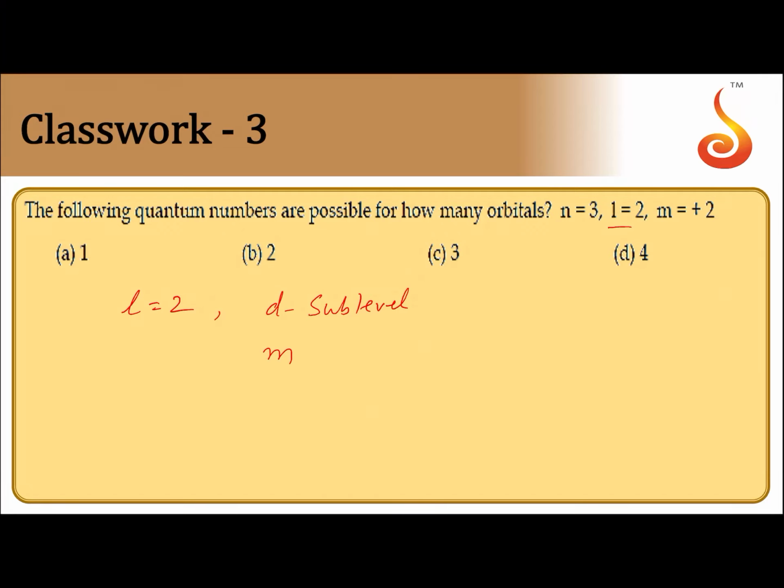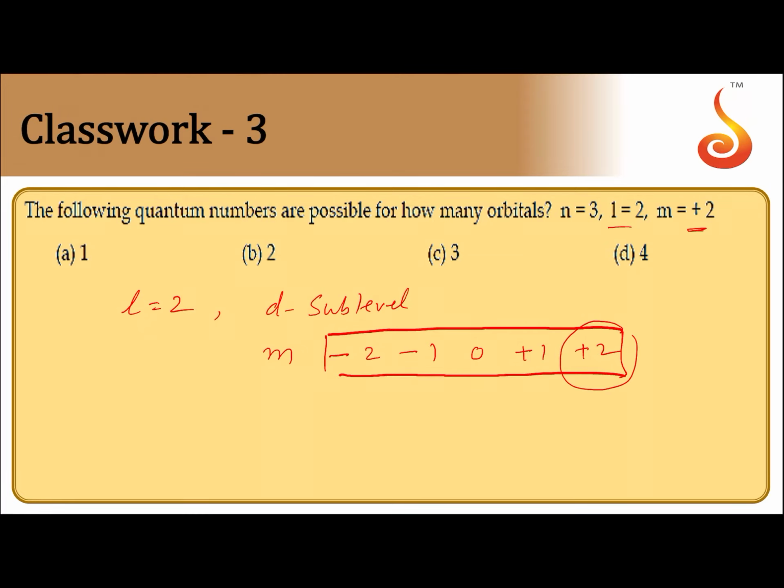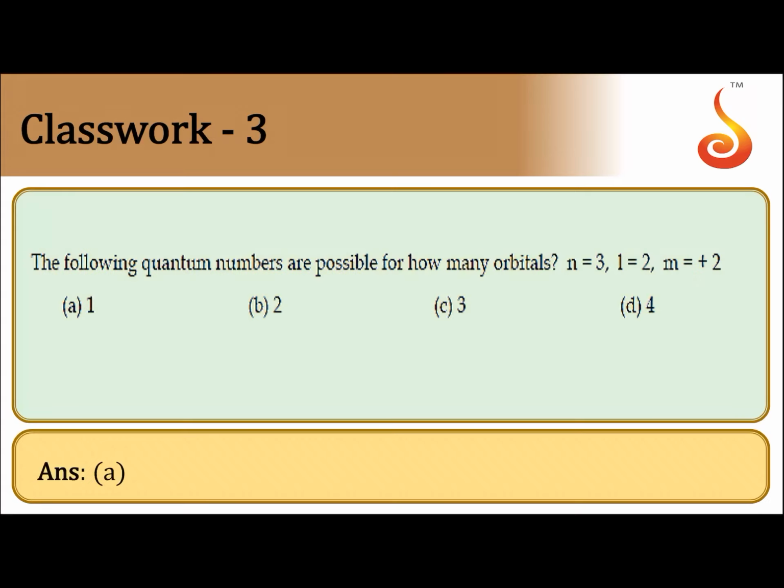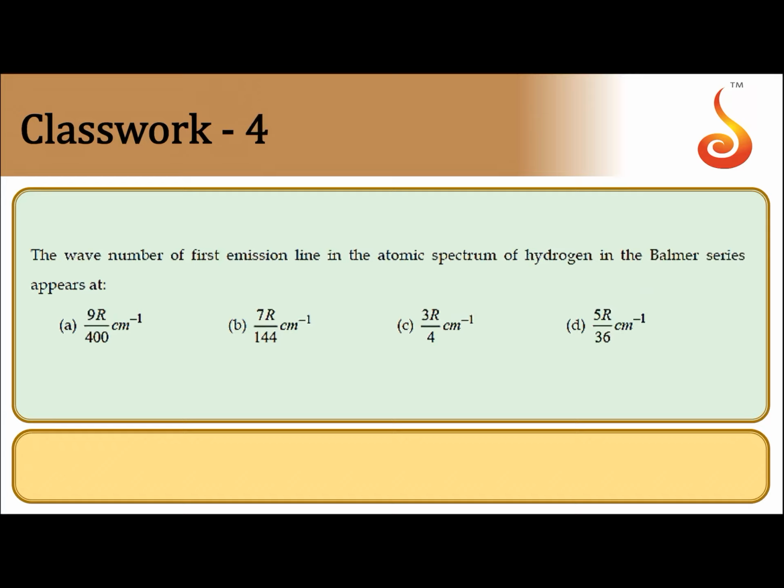The M values will be minus 2, minus 1, 0, plus 1 and plus 2. These are the 5 values of M which indicate the 5 orbitals, and they have given the value of M equal to plus 2. Therefore it indicates only one orbital. So the answer is A.